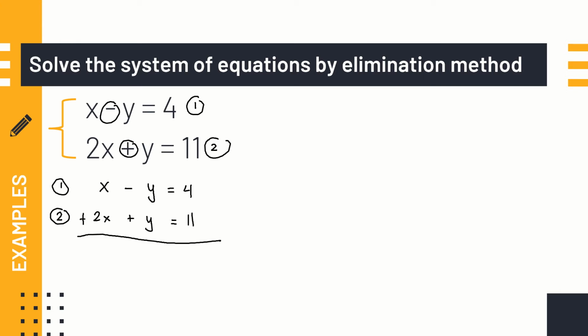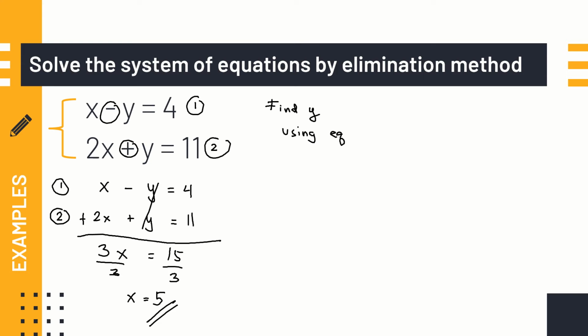Then add the two given equations. So x plus 2x is 3x, obviously we cancel y, equals 15. To get the value of x, we divide both sides of our equation by 3, therefore x is equal to positive 5. Then, the next thing to do is to find the value of y using equation number 2.